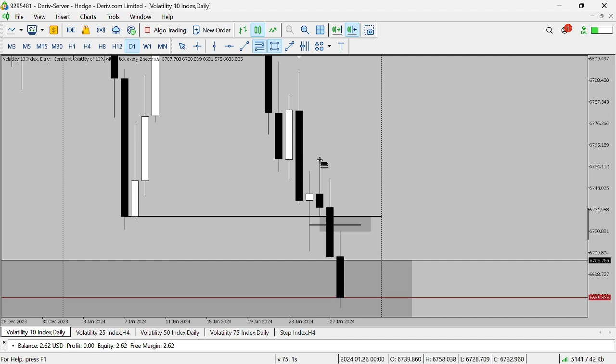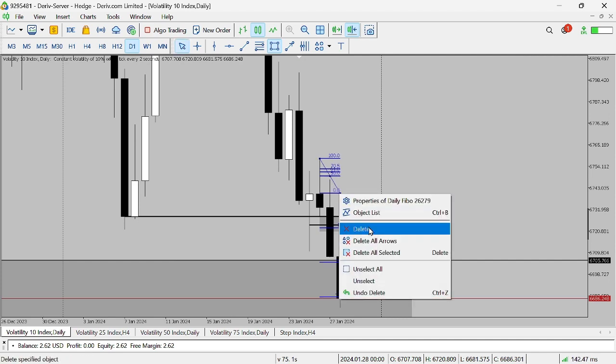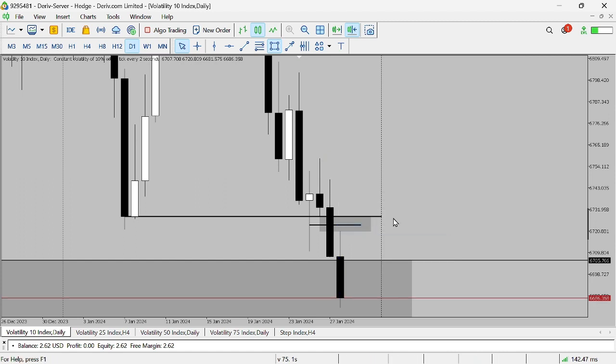Let me mark 50 Fibonacci to see. Okay, this one, it didn't reach 50%. But you can grade the wicks just like you grade fair value gaps: 25%, 50%, and then 75%. And price can react from the 25% region or 50% region or 75% region and then turn around.